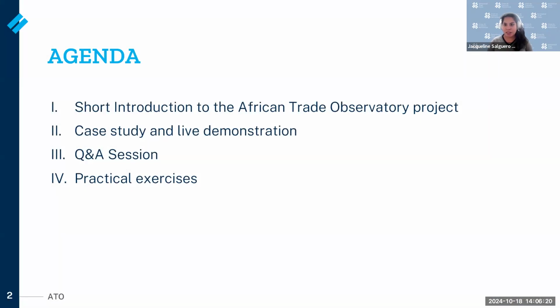So in terms of the agenda for today, what I propose is we will discuss a little bit about this project that you might have heard about, which is called the African Trade Observatory, which, as its name says, focuses primarily on the African region. Then we will go through a case study and a live demonstration on the website, since the African Trade Observatory project has an online website where you will be able to navigate and find a lot of information that will be quite useful for you. Then we can have a quick Q&A session, and finally we will have practical exercises, so you will also be able to test what you have been learning through this webinar.